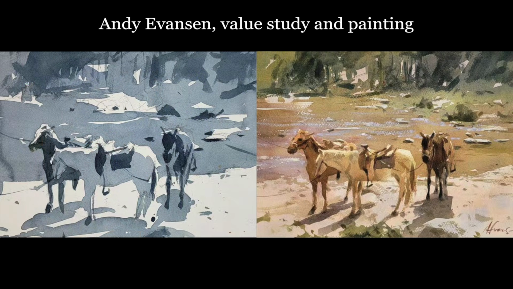Something else that can be helpful while you're painting to understand the relationship between value and color is to simplify compositions into shapes and values prior to painting in color. What you're looking at here is a painting and a value study by watercolorist Andy Evanson. By simplifying complex scenes into shapes and values, Andy is able to make more dramatic compositions and then apply color in a thoughtful way.